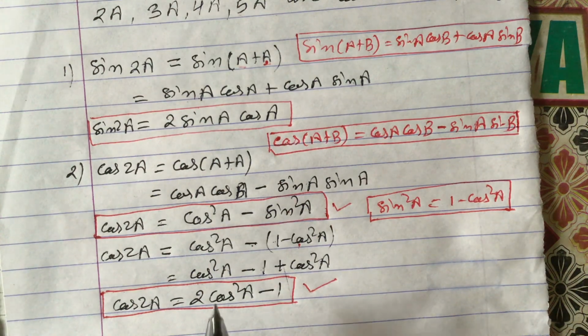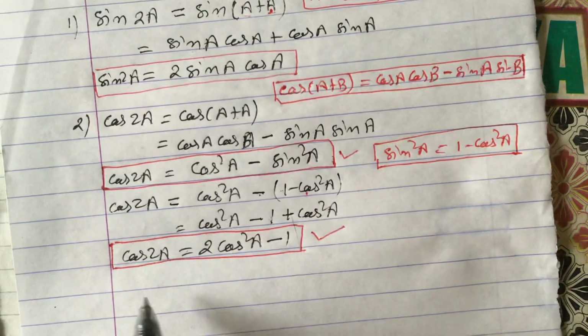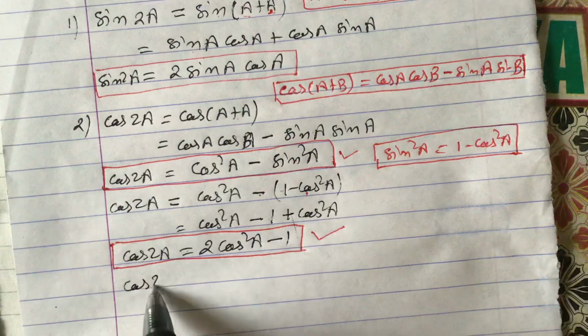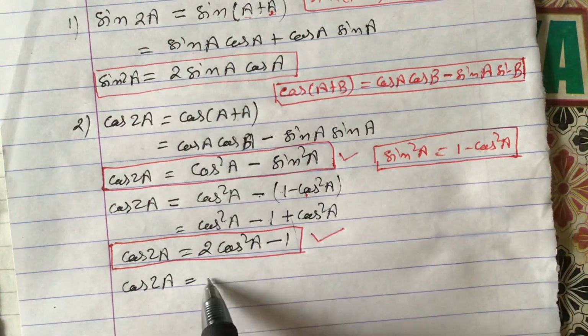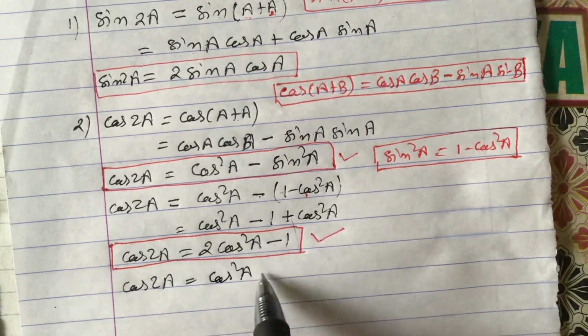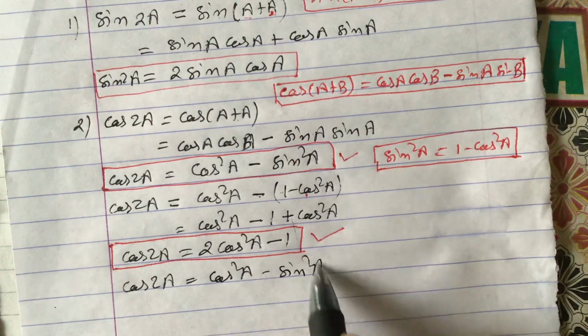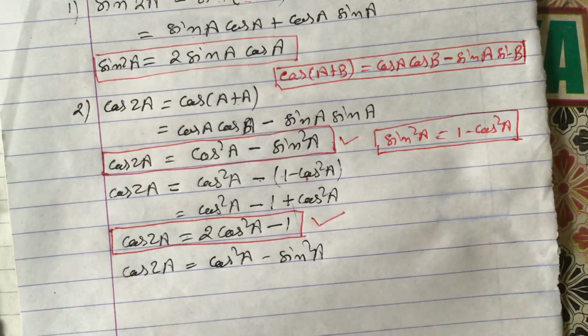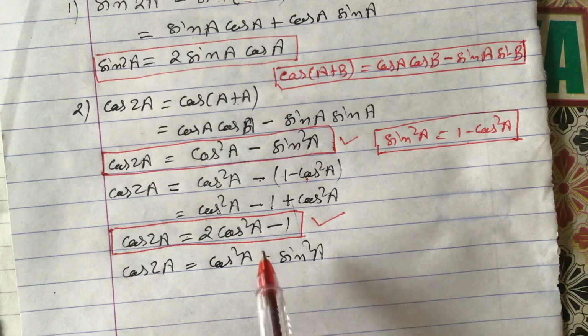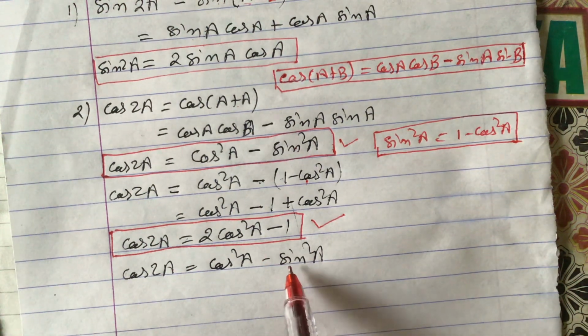Similarly, from this step only, we can write again like this. Cos 2A equals, from the beginning only, see, cos square A minus sine square A we have got here. Now, again, one more, if we need the formula in terms of sine, then what will we do?